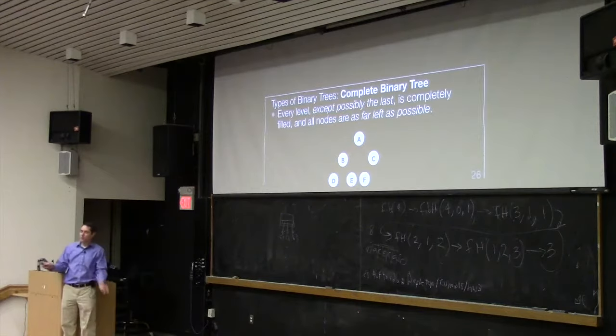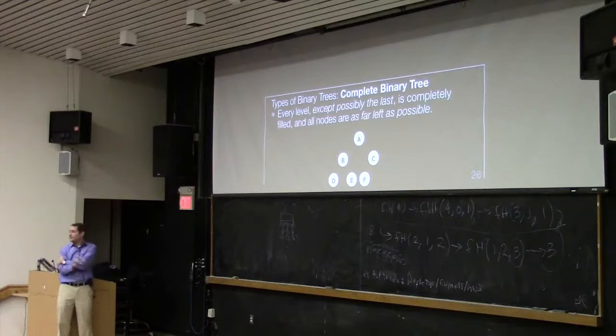Now, I know the words full and complete sound alike, and it's terrible, and they never should have done this. But a complete binary tree means that every level except the last one is completely filled, and all nodes are as far left as possible. What does that mean? It means the first node we have to put into this tree is A. Then we would have to put B in. Then we would have to put C in, because if you put D in, then A would not be completely filled. Okay? So we have to go A, B, C, D, E, F is the next one.